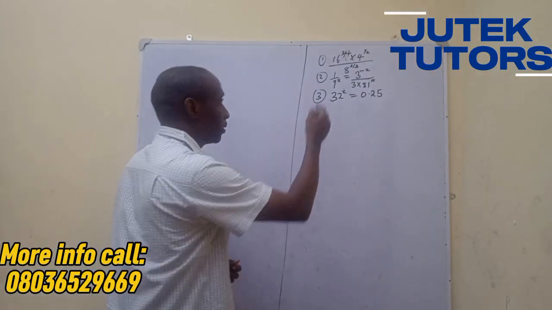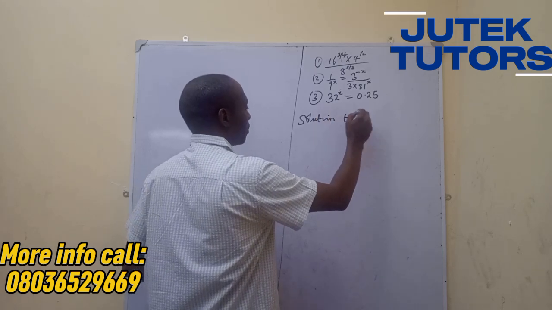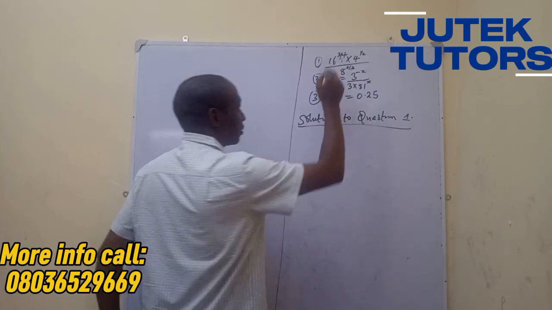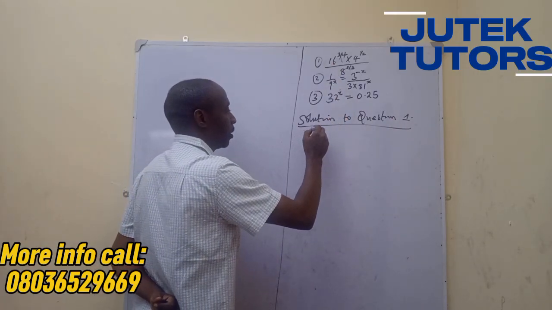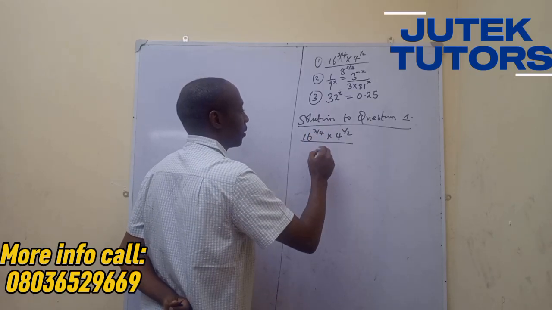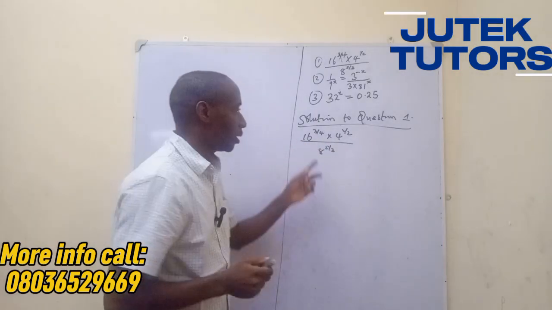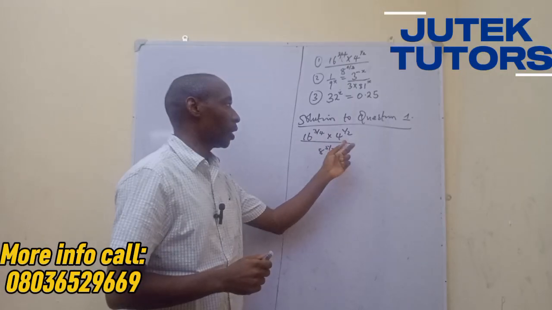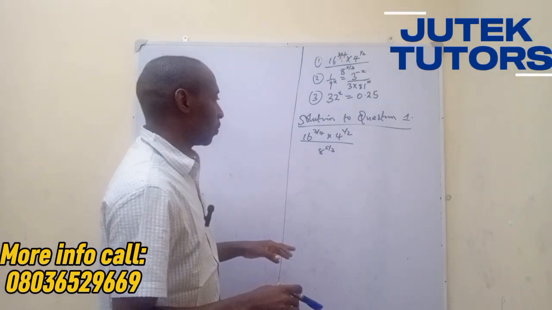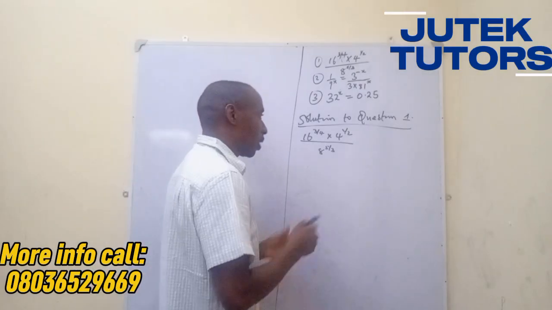Solution to question one. Question one says 16 raised to the power of 3 over 4 times 4 raised to the power 1 over 2, all over 8 raised to the power 5 over 3. So what do we do? In this case, you can see that the bases are different. The bases here are 16 and 4. We can change all of them to base 2, including the numerator. So how do we do that?